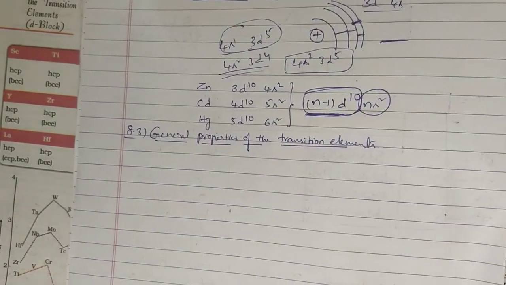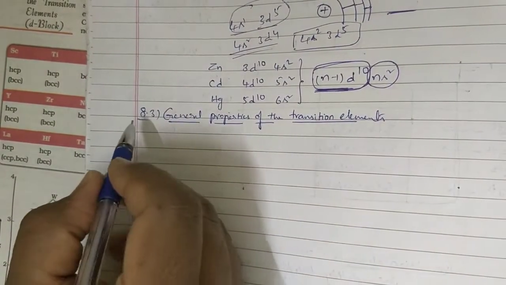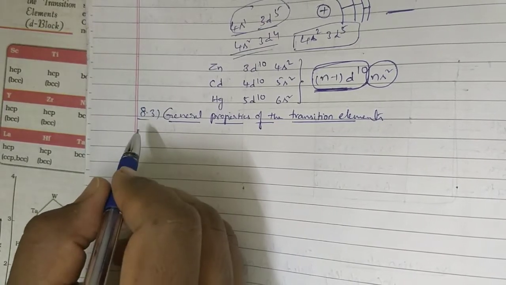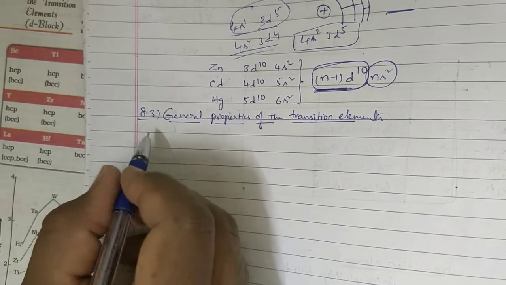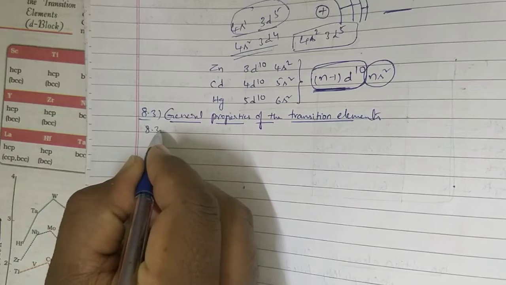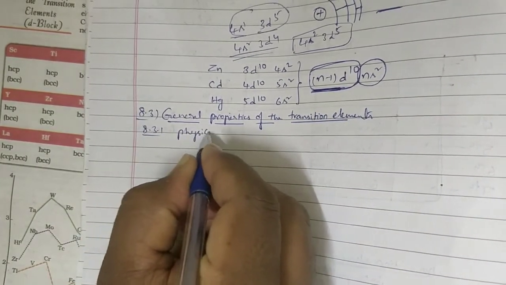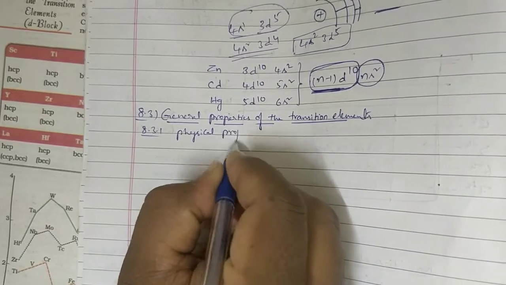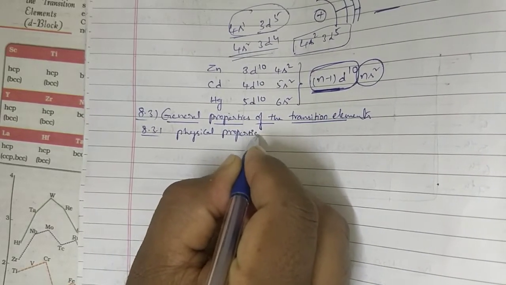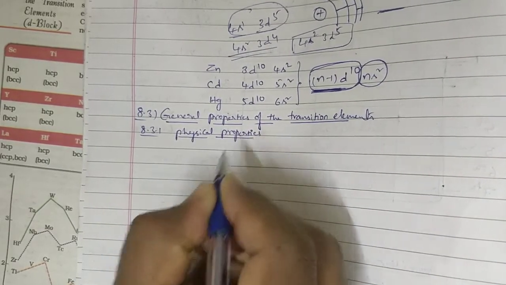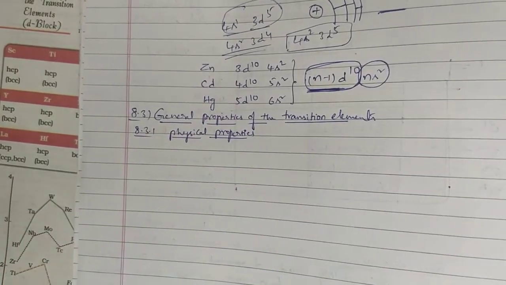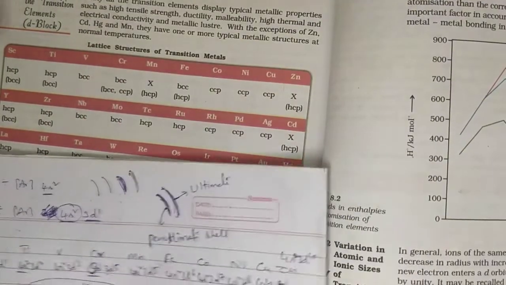General properties of the transition elements, that is the main heading of 8.3. Under this, different side headings we will see, that is 8.3.1 physical properties. Okay, let us start with this one.